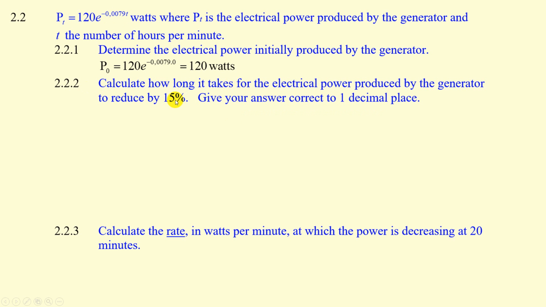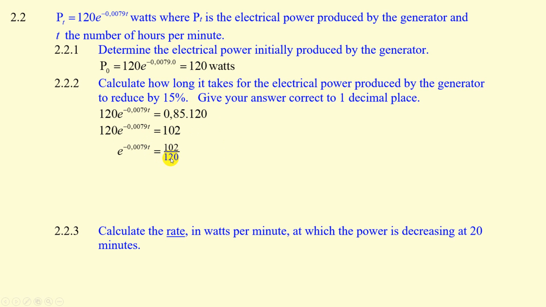We're going to say reduced by 15%, so therefore the power is now going to be equal to 85% of what it was. So there's the power, and it's equal to 85%, which is 0.85 of what it was at the start. Solving, we end up with 102 divided by the 120.